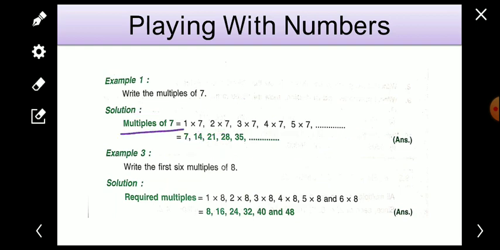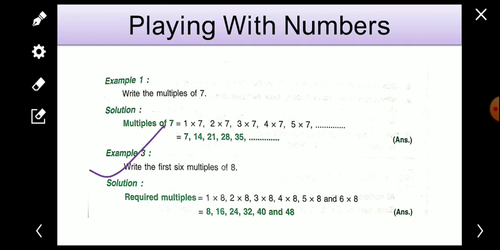Here multiples of 7 have been written, and after that dot dot dot has been given. Why? Because we know that there are infinite multiples. So a few multiples we will find, and after that we will put the dots. Dots indicate that it will go on to infinity. Because it is saying only to write the multiples of 7, it is not saying how many multiples. So a few multiples we will write, and after that we will put the dots, which indicates that it will go on to infinity.